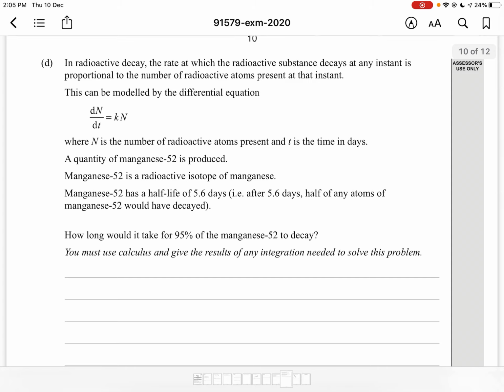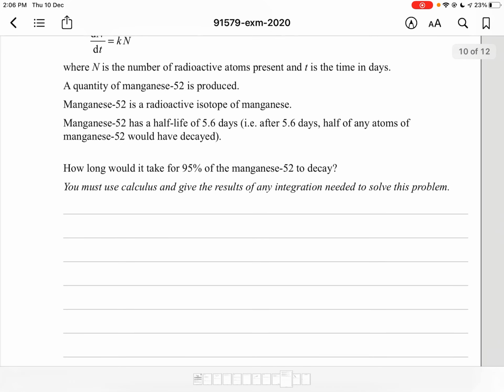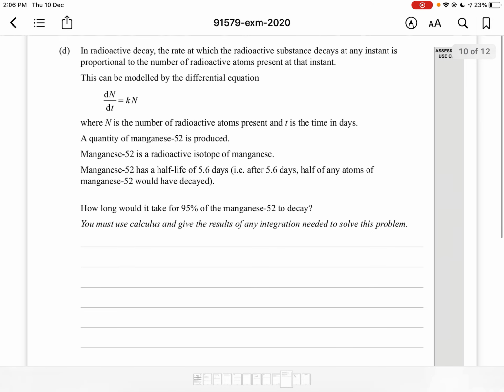In radioactive decay, the rate at which the radioactive substance decays at any instant is proportional to the number of radioactive atoms present at that instant. This can be modeled by the differential equation dN over dt equals kN, where N is the number of radioactive atoms present and t is the time in days. A quantity of manganese 52 is produced. Manganese 52 is a radioactive isotope of manganese. Manganese 52 has a half-life of 5.6 days. After 5.6 days, half of the atoms of manganese 52 would have decayed.